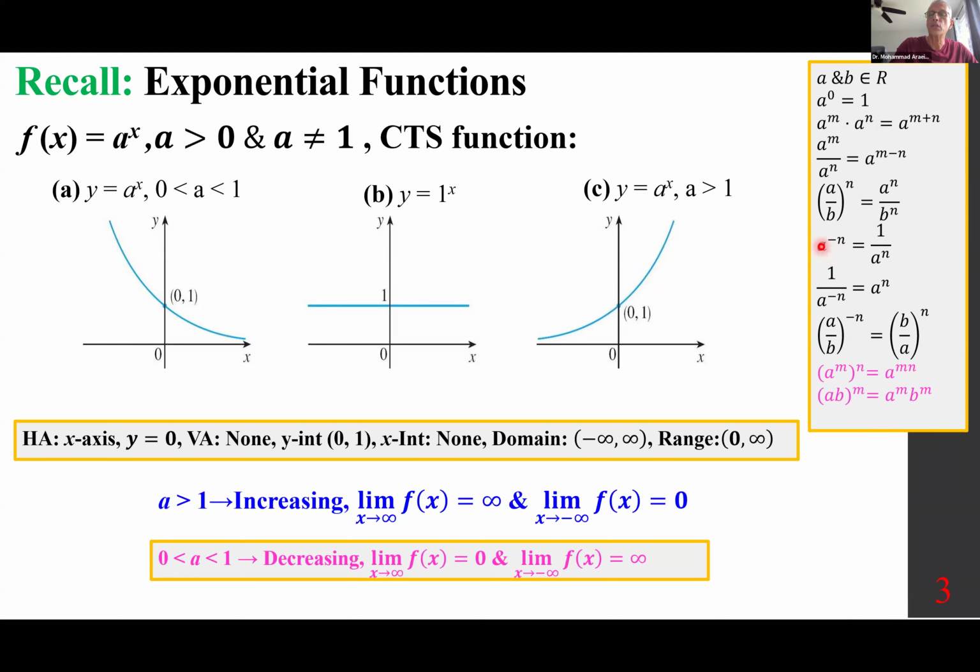This is pretty straightforward. These three are negative exponent rules. A to the power of minus n is 1 over a to the power of n. 1 over a to the power of minus n is a to the power of n. A over b to the power of minus n, flip it over to the power of n, which means you just move the piece up or down accordingly to make it a positive exponent. And this is the power rule: a to the power of m, to the power of n, is a to the power of m times n. The last one is very obvious. So these are some rules for exponential functions, reminding you of those.